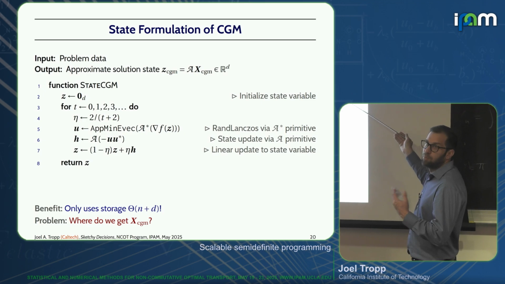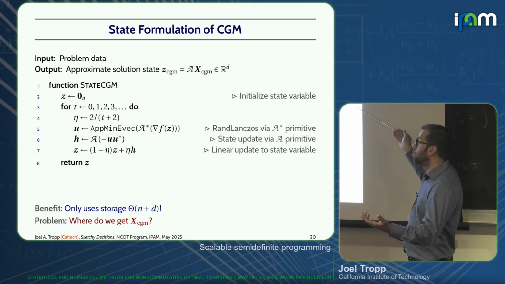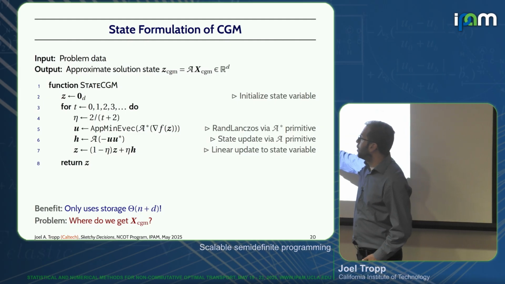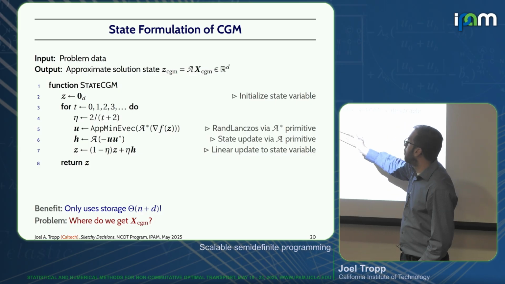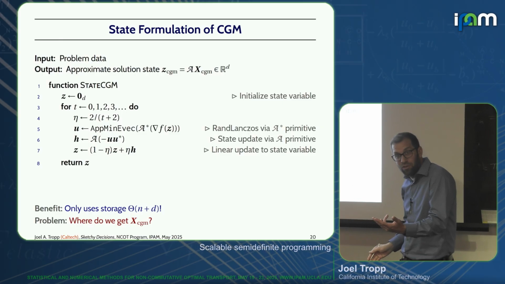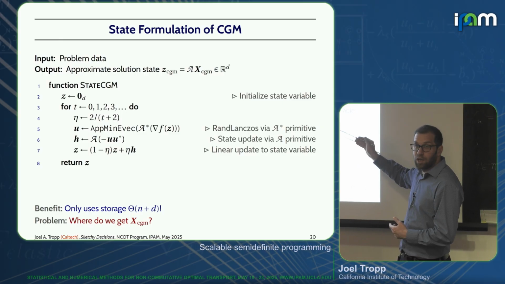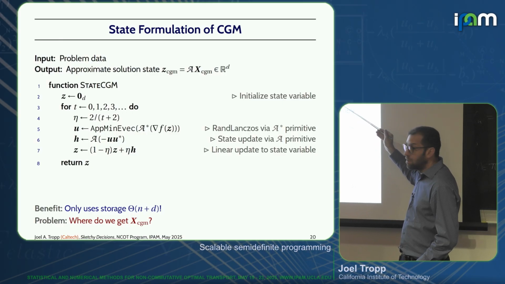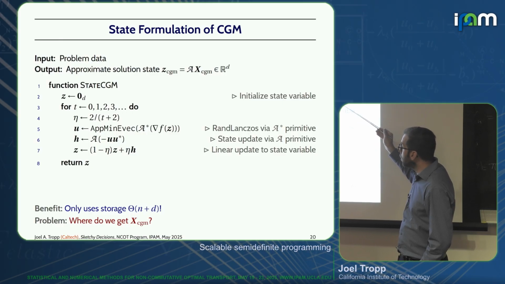We need some small number of applications of the A star primitive to implement this eigenvector computation. Here, to compute the update direction, we need to be able to apply the measurement map to a rank 1 matrix. But that's our other primitive. So these are the only ways we interact with the linear map, and they let us implement the conditional gradient method efficiently.